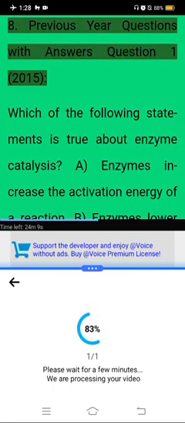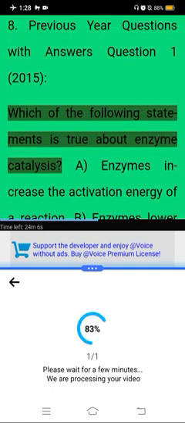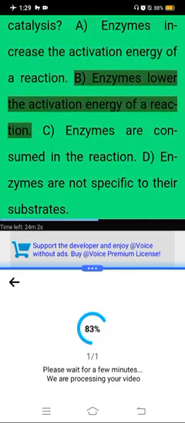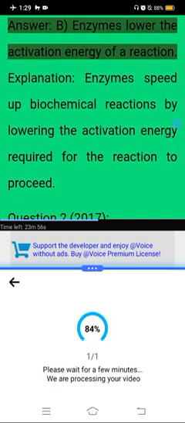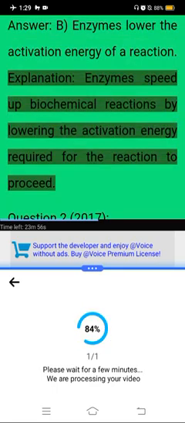8. Previous year questions with answers. Question 1, 2015. Which of the following statements is true about enzyme catalysis? A. Enzymes increase the activation energy of a reaction. B. Enzymes lower the activation energy of a reaction. C. Enzymes are consumed in a reaction. D. Enzymes are not specific to their substrates. Answer: B. Enzymes lower the activation energy of a reaction. Explanation: Enzymes speed up biochemical reactions by lowering the activation energy required for the reaction to proceed.